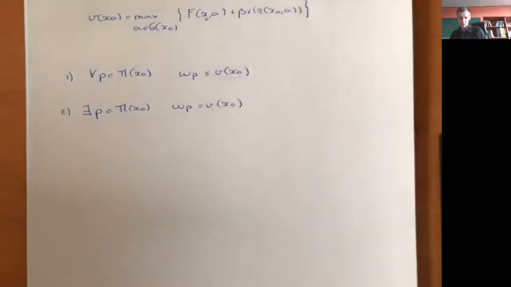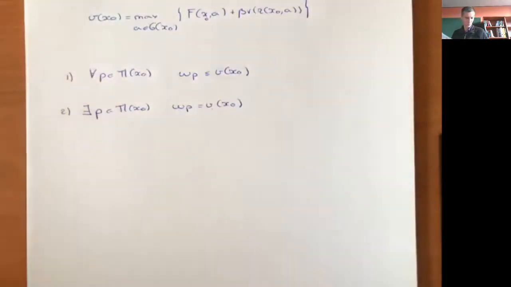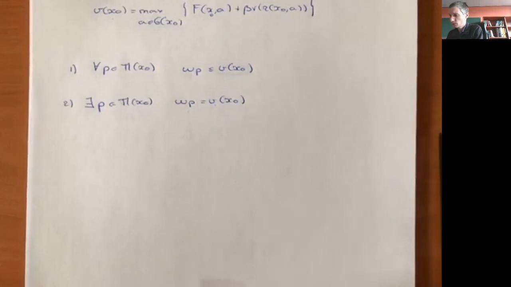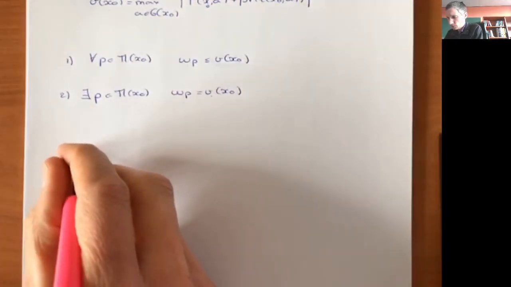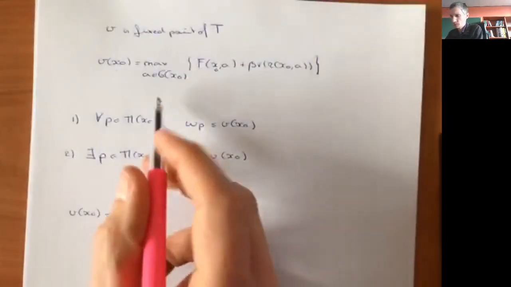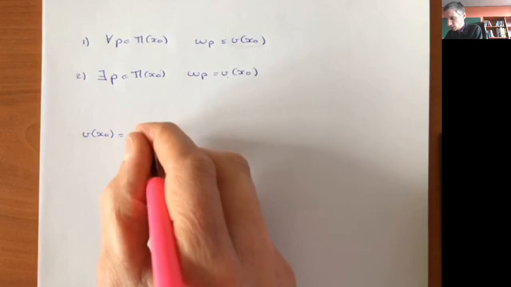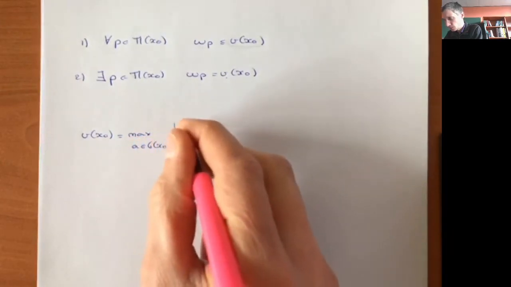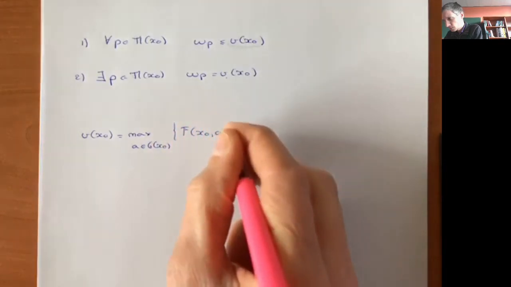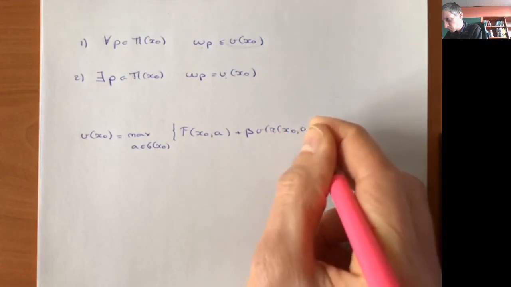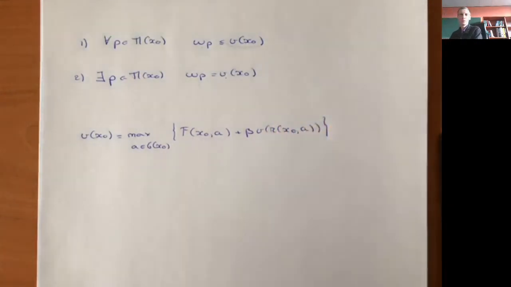So let me show first that for any path, w of p is less or equal to v of x0. So v of x0, again, use the definition here, is the maximum over a in g of x0 of f of x0, a plus beta v r x0, a.